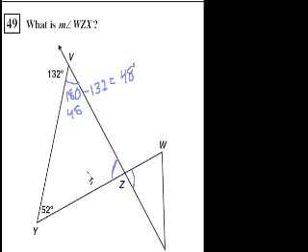I don't know what I just said. I think I said something wrong. So the sum of these, let's write that down. This angle is going to be equal to 180 minus 52 minus 48, because the sum of the angles adds up to 180. And so that is equal to 180 minus 100.